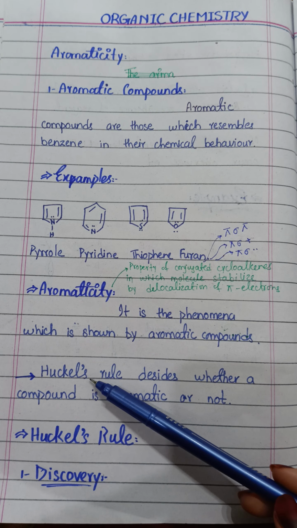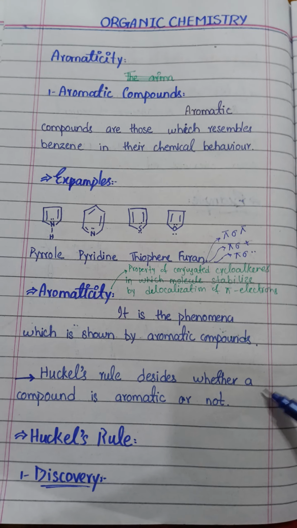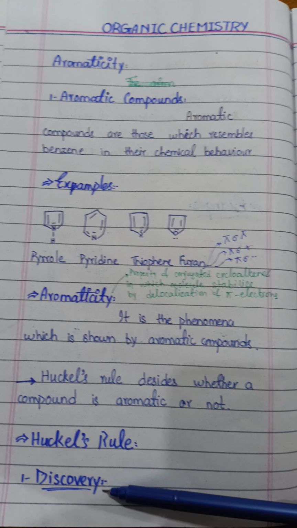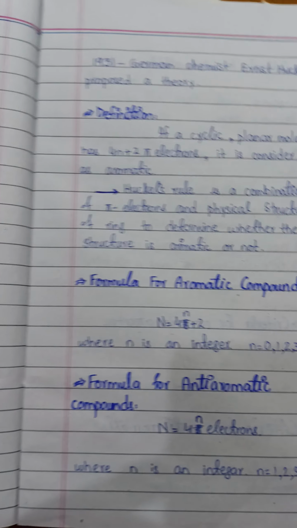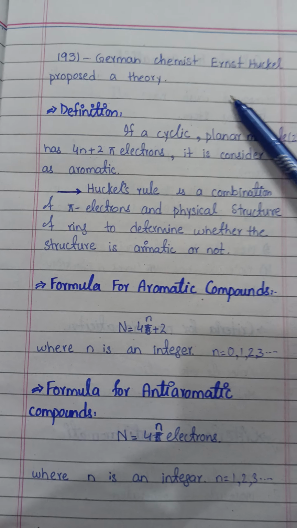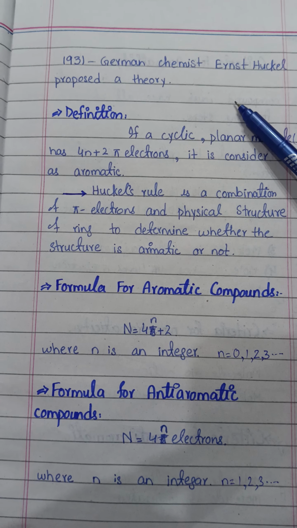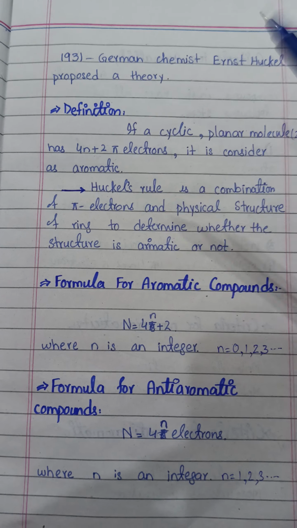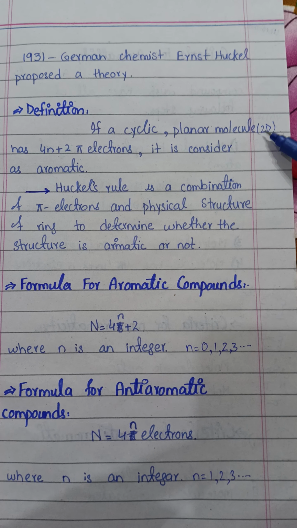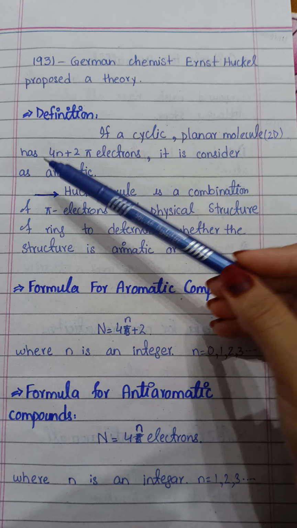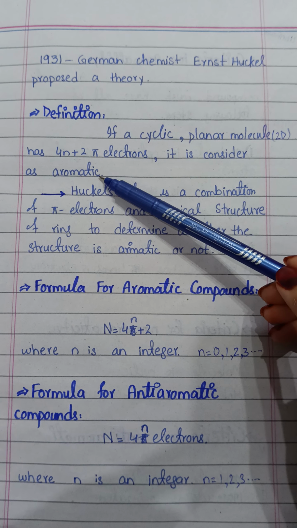Now we have to discuss Huckel's rule. Huckel's rule decides whether a compound is aromatic or not. First of all, we discuss the discovery of Huckel's rule. In 1931, German chemist Erich Huckel proposed a theory on aromaticity and aromatic compounds. First of all, we define what Huckel's rule is. If a molecule is cyclic and planar, meaning it has a two-dimensional structure, and has 4n plus 2 pi electrons in it, then it is considered an aromatic compound.